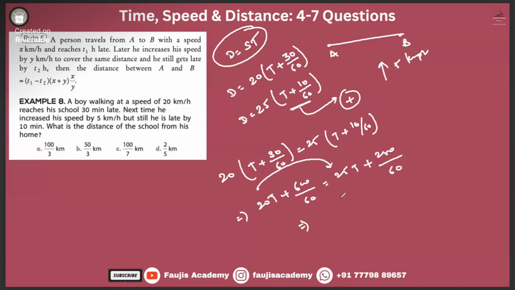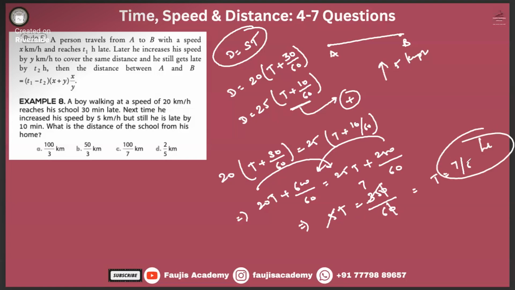This will go this side, so we will be left with 5t, right? And now this will come this side, we will be left with 350 by 60, right? So this one got cancelled, this one got cancelled. That means t is equal to 7 by 6 hours. Okay. 7 by 6 hours also means 70 by 60. Why have we written 70 by 60? Because our calculation needs to be easy.